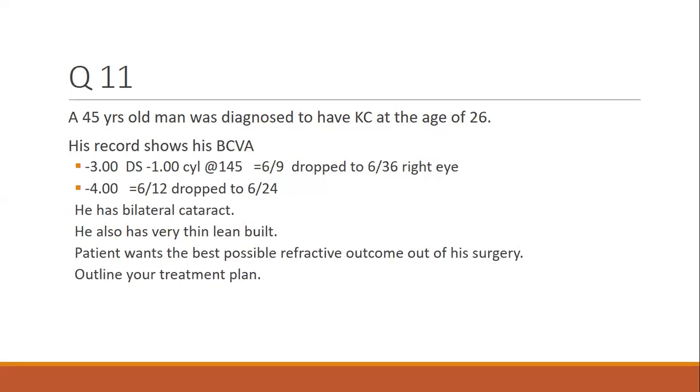Now let's say we have ruled out everything. There is no zonular dehiscence. It's a normal case of keratoconus without any systemic problem, no Marfan's. So now what next? You are going to do the cataract surgery. What challenges will you expect in this patient? First, the patient is very keen about a very good refractive outcome. So what is the first thing you will tell this patient? And outline your treatment plan.